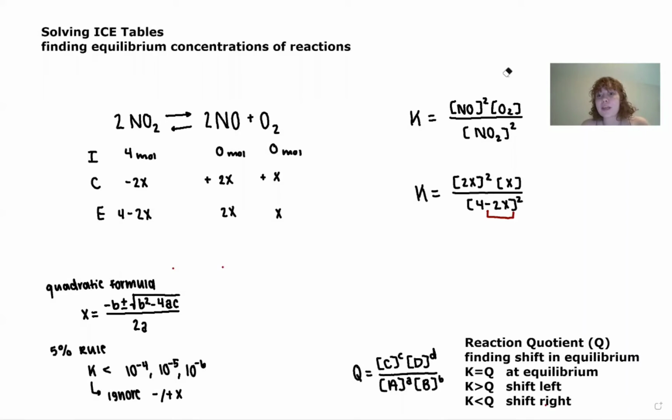Howdy, I'm Elise. I'm in Chem 120, and today we're going to go over solving ICE tables and the reaction quotient. The purpose of this is just to find the equilibrium concentrations of different reactions, and there is about a 7-step process in doing so.